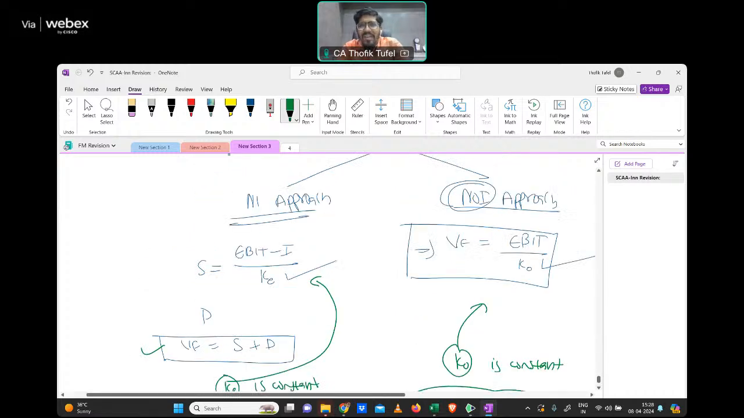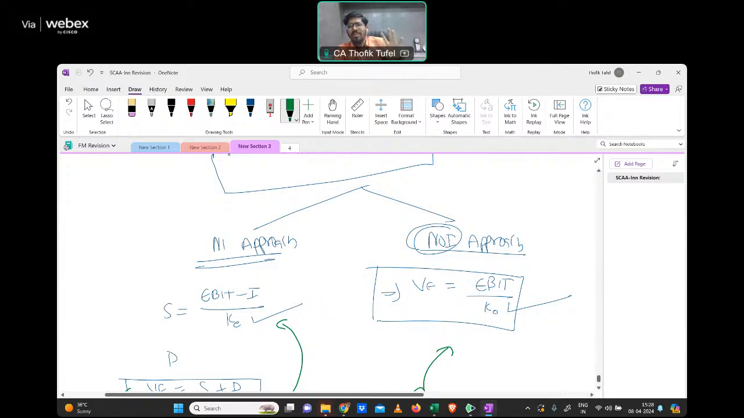This is the simple version. I'm not drawing graphs and all, because if I draw the graph now and give the explanation, that will take a lot of time. I'm just doing the calculative part, which is very helpful for the examination.